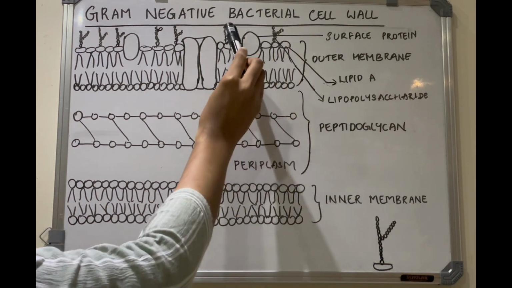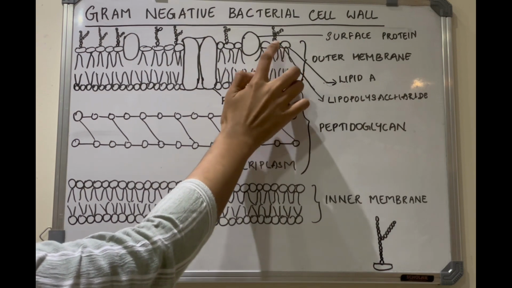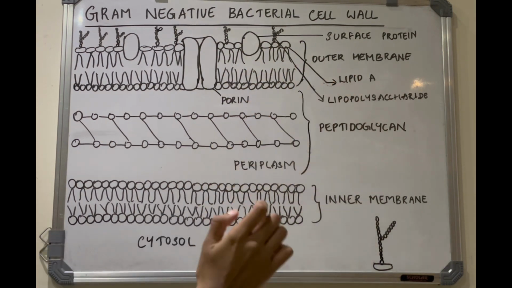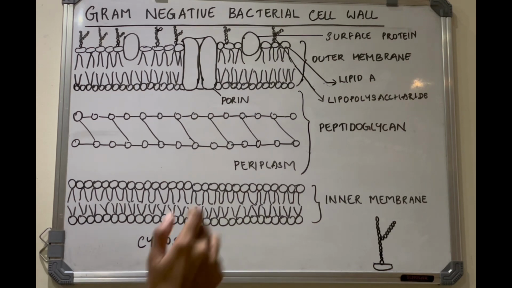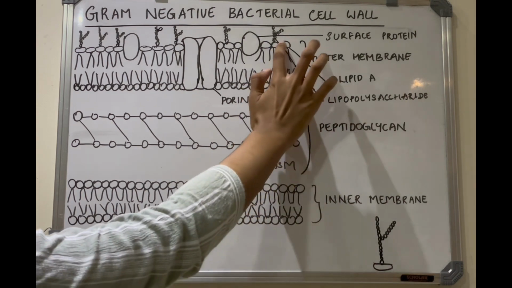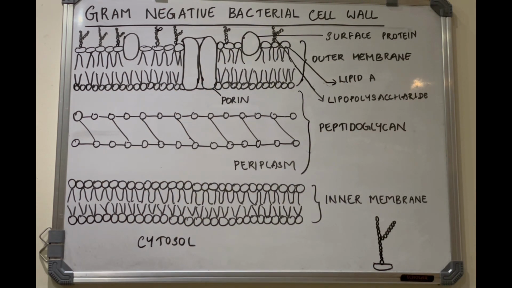This is the lipopolysaccharide. Now you can see this is lipid A. We have said this lipopolysaccharide is a very main component of the gram-negative bacterial cell wall that is made of three components, that is lipid A, then there is core oligosaccharide and O polysaccharide.